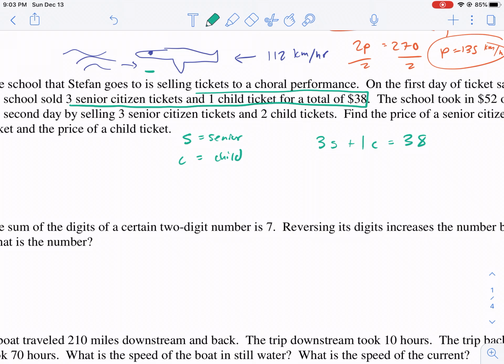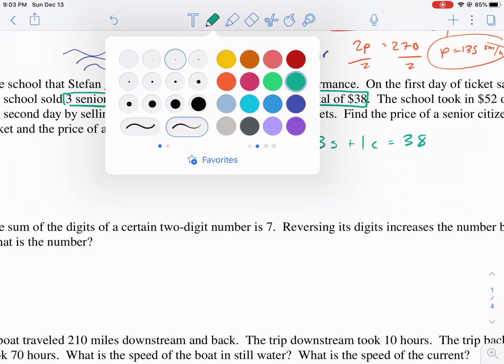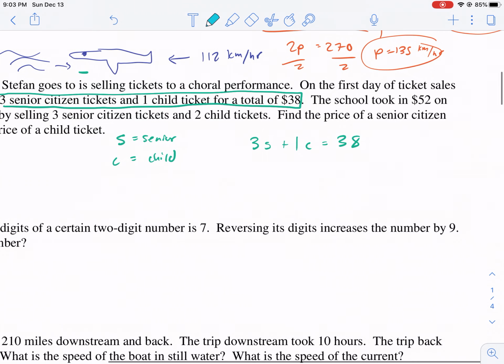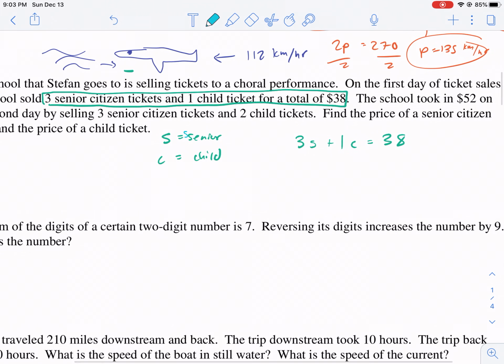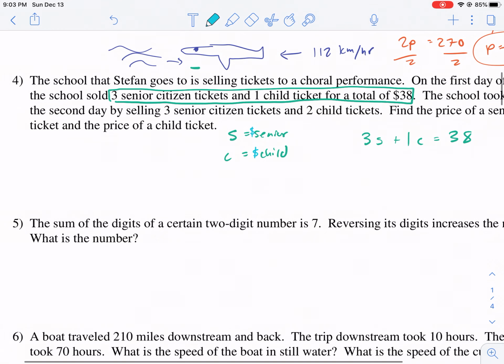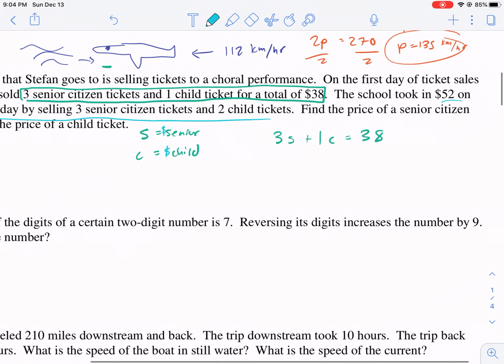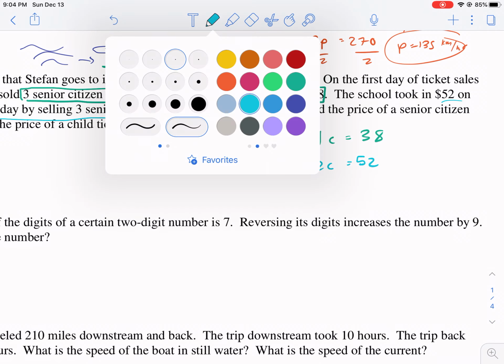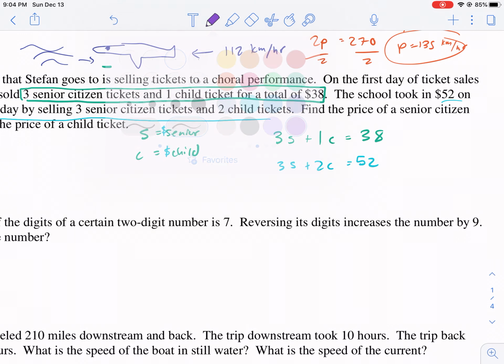Because you add the price of each ticket, but since we sold 3, we can just do 3 times the price of the senior ticket. So technically this is the price of the senior ticket and the price of the child ticket. The school took $52 on the second day by selling 3 senior tickets and 2 child tickets. So we have 3 senior tickets plus 2 child tickets equals 52. Okay, so how do we find our different prices here? That's what it's asking for.